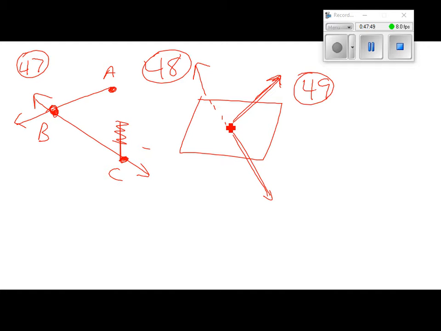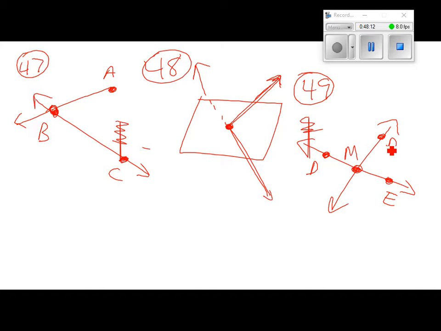49, sketch line DE and line MP intersecting at M. So we got two lines, so I'm just going to draw two lines. One of them is going to be line DE, so I put line DE. And they say they intersect at M, so I'm going to put point M right there. And P could either go on this end, it could go on the other end of the line. It doesn't make any difference.